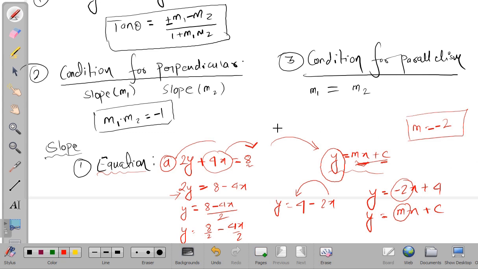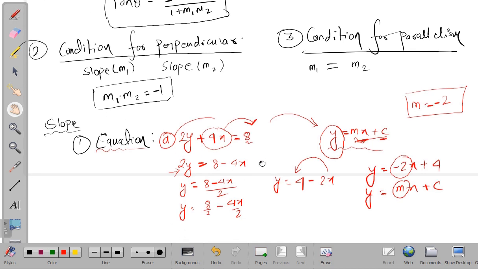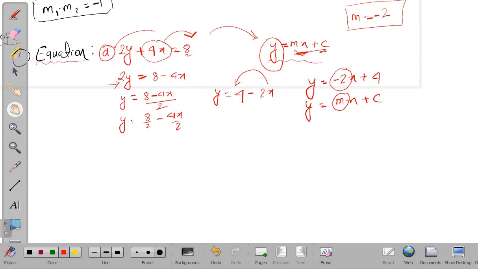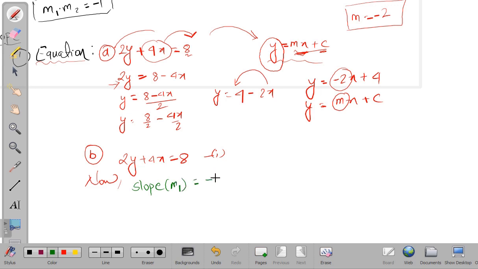The second method, I have already told you there are two methods. This one was by using slope intercept form. Now the second one, that is option B: whenever the equation is given, the same equation, 2y plus 4x equals 8, let us consider it as equation 1. Now see, for finding the slope, slope m1 is the negative of the x coefficient divided by the y coefficient.